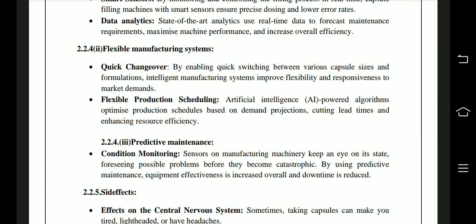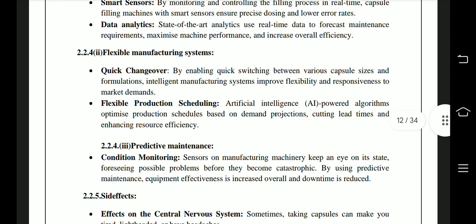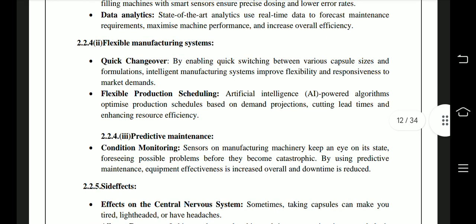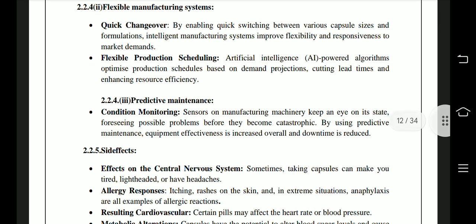Second one is flexible manufacturing system. In flexible manufacturing systems, quick changeover and flexible production scheduling are involved. Quick changeover: by enabling quick switching between various capsule sizes and formulations, intelligent manufacturing systems improve flexibility and responsiveness to market demands. Flexible production scheduling: AI powered algorithms optimize production schedules based on demand projections, cutting lead times and enhancing resource efficiency.